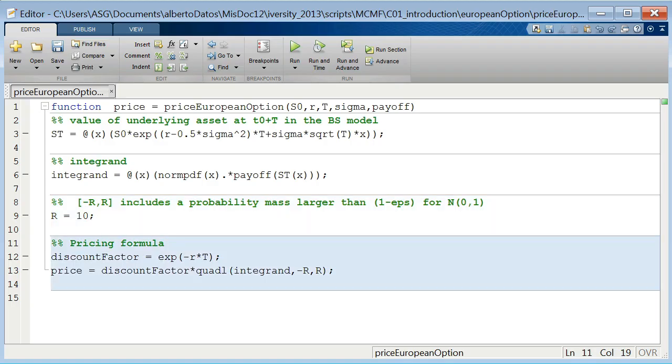Finally, we have the pricing formula. We first define the discount factor, and the price is simply the integral between -10 and 10 of the integrand that defines the option times the discount factor.